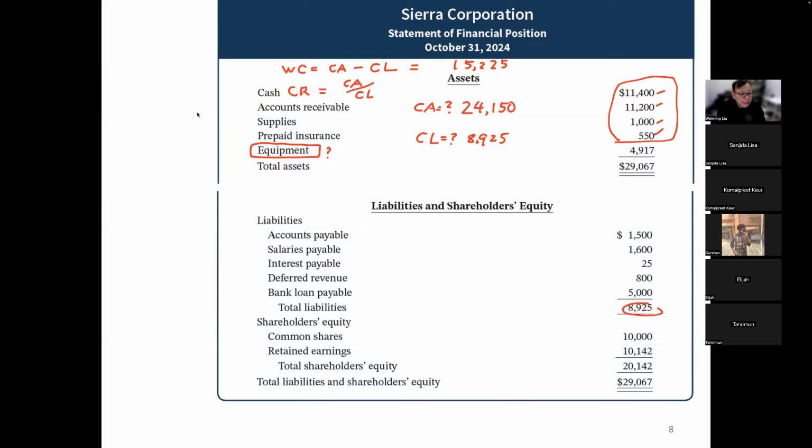Is bank loan payable a current liability? Normally, if it's a long-term liability, we call it a mortgage. Normally, a mortgage would be your long-term liability to the bank. Bank loan payable, here I assume this is a short-term loan for $5,000. Often if you have a larger balance, right? Let's say I borrowed $1 million from the bank.